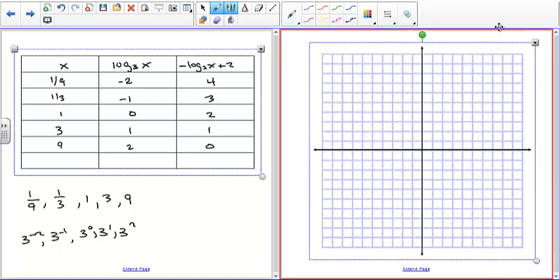Okay, so what we'll do is for x equals a ninth, we'll still go from negative 10 to positive 10. So when x equals a ninth, that's going to be really close here. And you get 4. 1, 2, 3, 4.